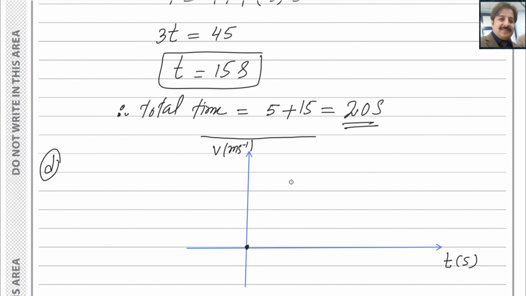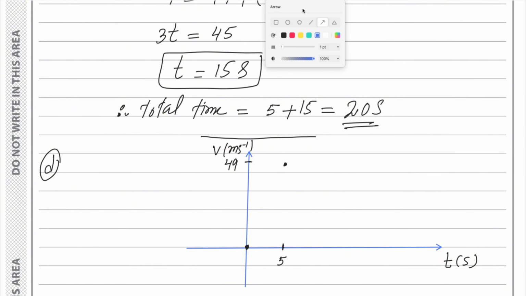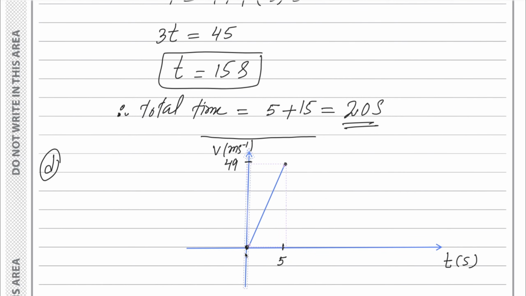At point B, after 5 seconds, you can take here 5 seconds. After 5 seconds the speed was 49. You can consider 49 somewhere here. So above 5 you can mark a point, above 5 and along 49. So this is point B. Now you can join these two points here. This is the motion from A to B.